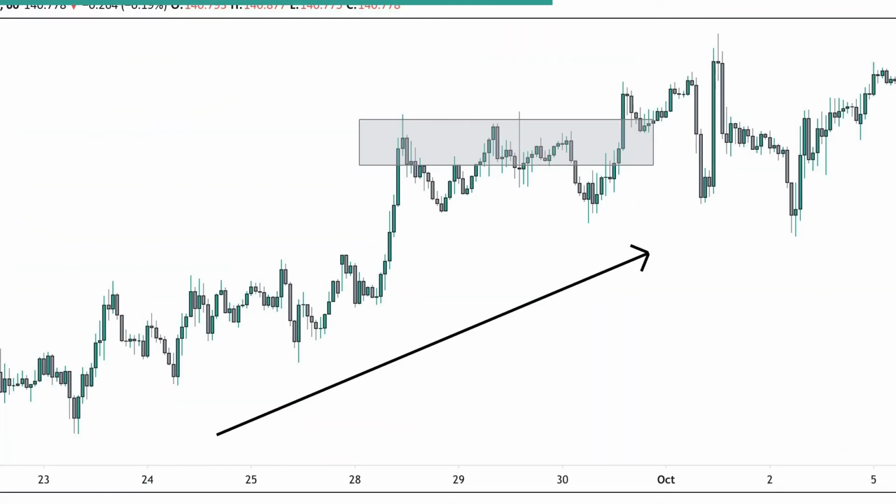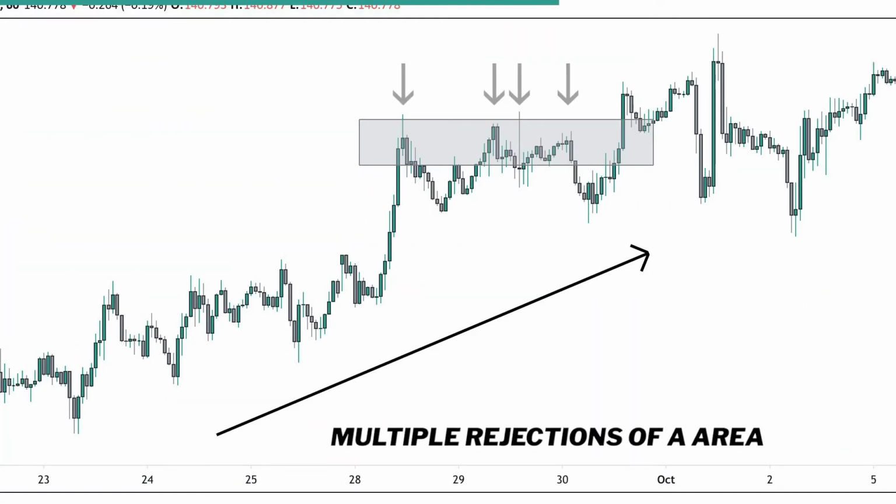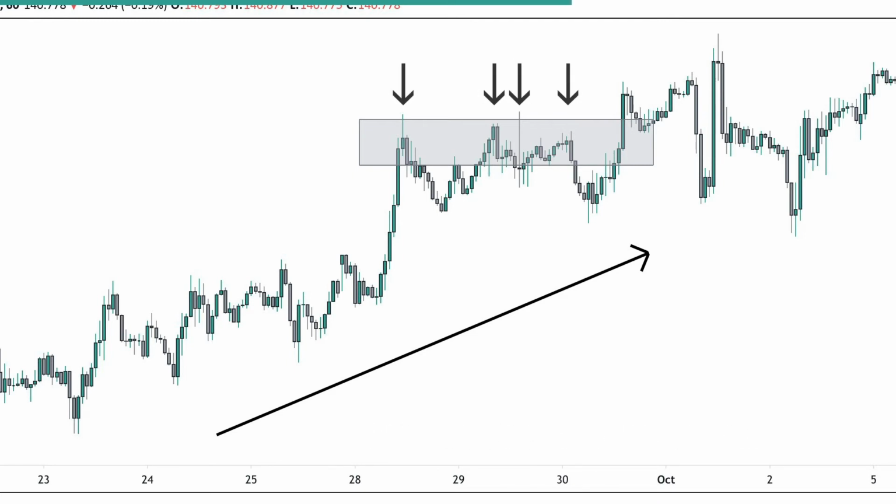The third factor is looking for multiple rejections of the area. This means that we would like to see the level being tested a few times so that we know that it's a good level to trade around. However, this doesn't mean go short if you identify a level of resistance that's been tested 20 times, as there's likely a reason behind why price is persistent at this level, and often that will result in breaking through the level in the near future.